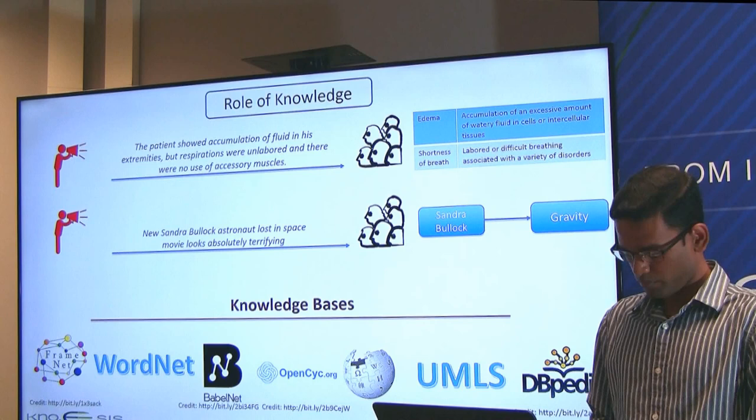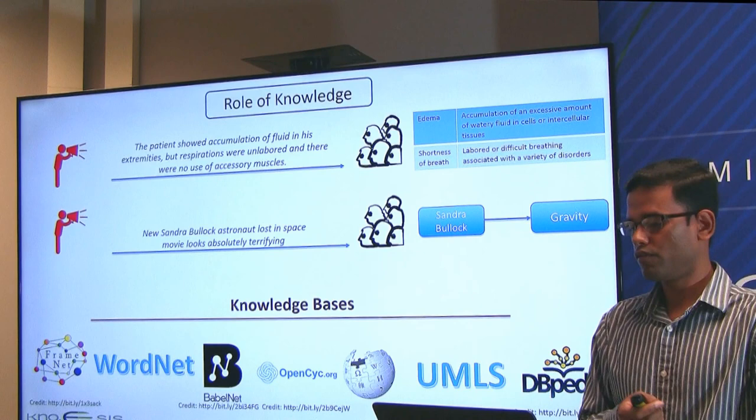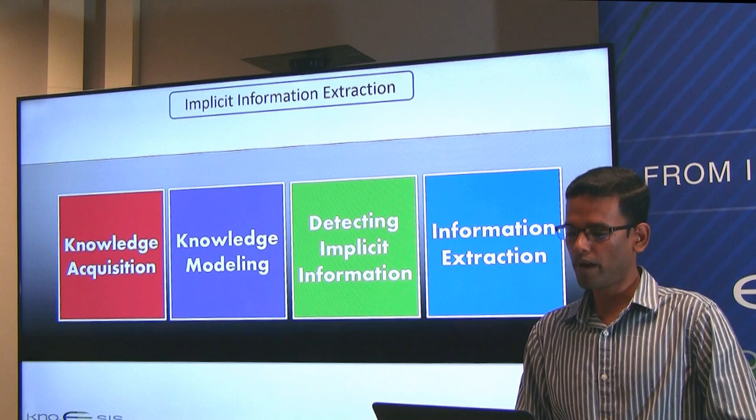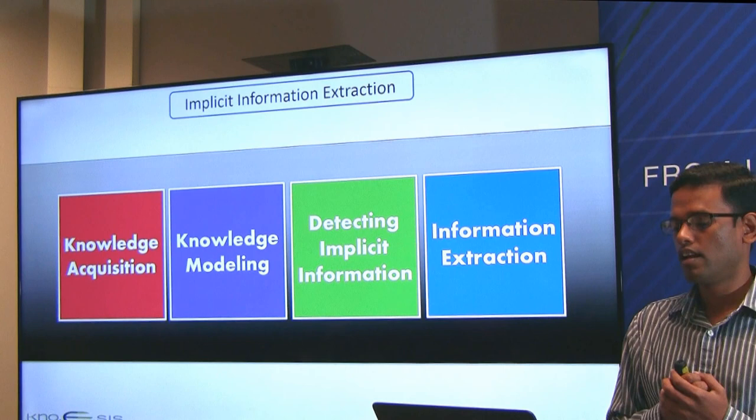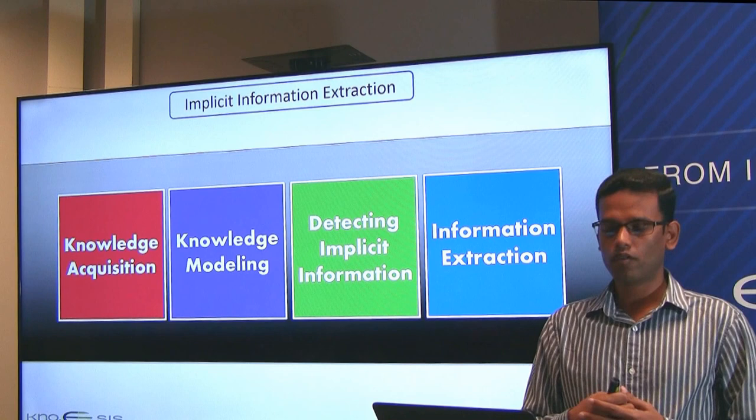So this demonstrated the value of knowledge to extract implicit information. With this understanding, my solution towards extracting implicit information consists of four components. The first component acquires the relevant knowledge for a given task. Note that every time you get the knowledge, it is not machine readable, so we have to process that knowledge and model it in a way that solves the problem at hand.